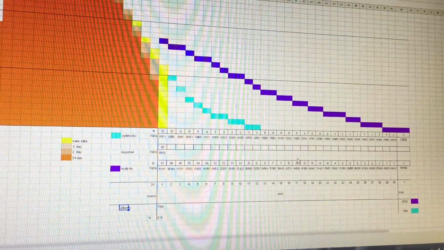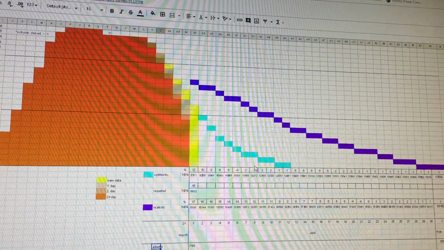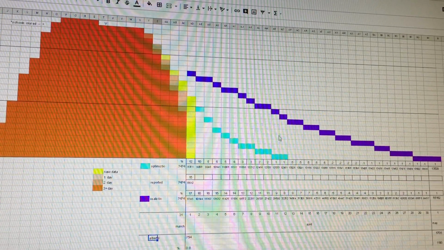So just a little bit about numbers, and that's why it's hard to give anyone any kind of reassurance.